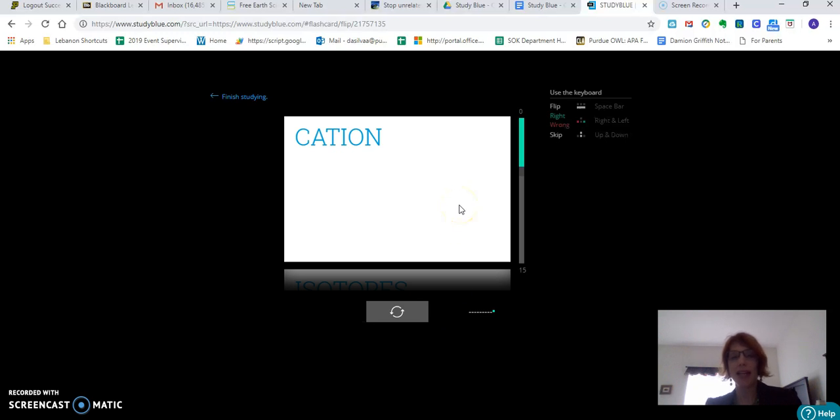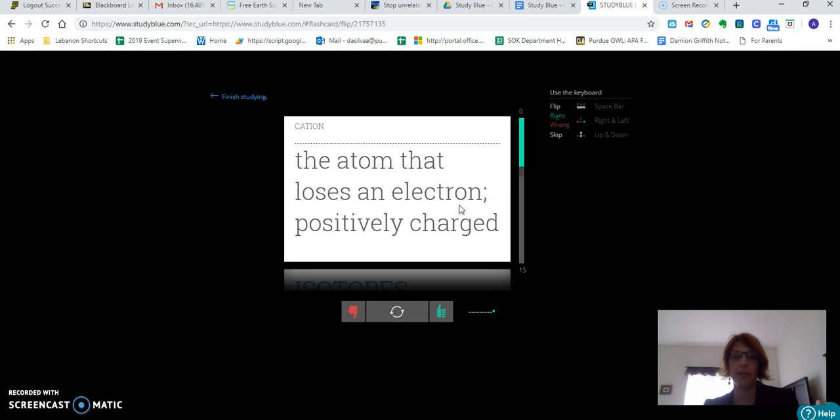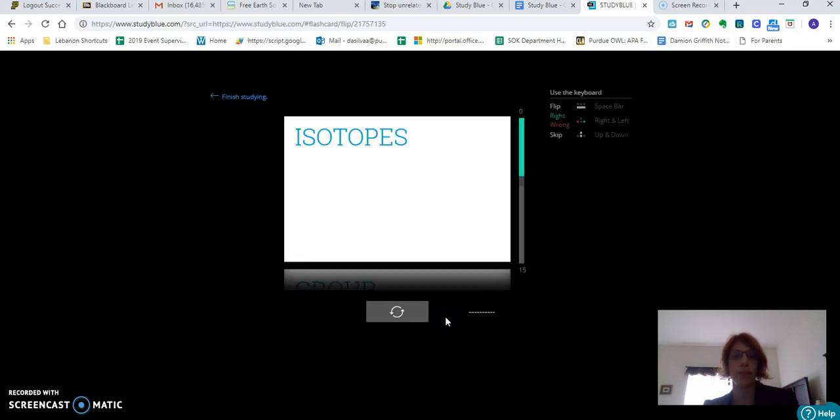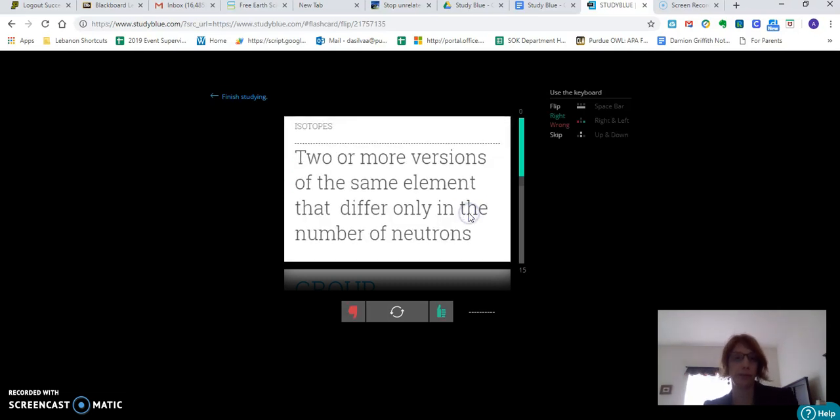A cation, cats are positive, that's the way to remember it. Cations are positively charged atoms. They lost electrons and that's how they became positive. Isotopes are different types of an element. They have neutrons that are different numbers from each other.